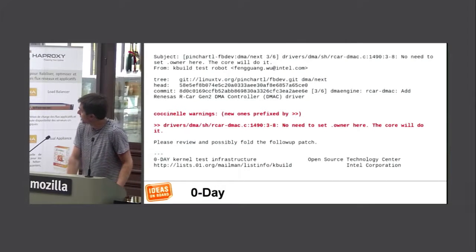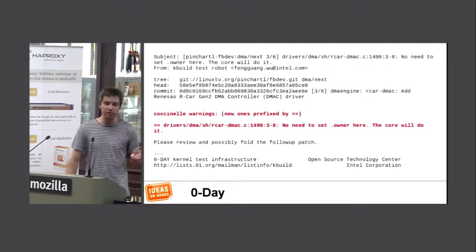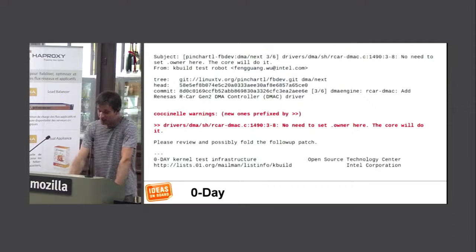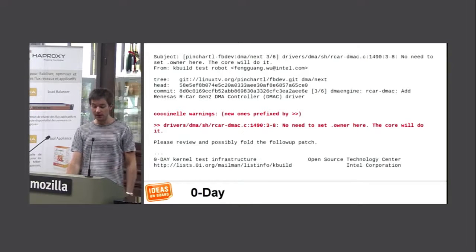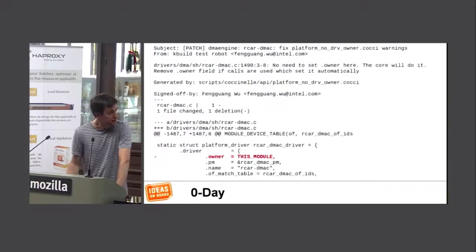And that's a sample email that told me, okay, there's no need to set a field in a structure there. So it asked me still to review the patch. It doesn't commit the patch. It doesn't commit a fix automatically. I don't think people would like that. But it sends a patch to me by email. I can just apply it if it's right. And the patch looks like this.